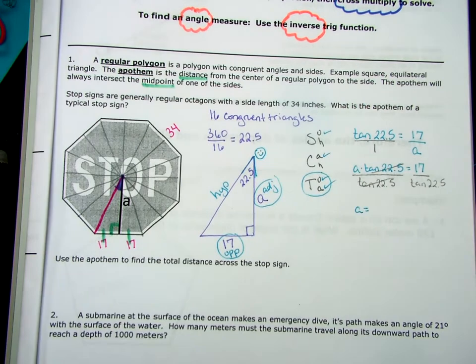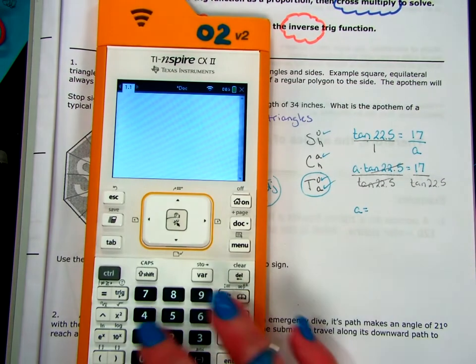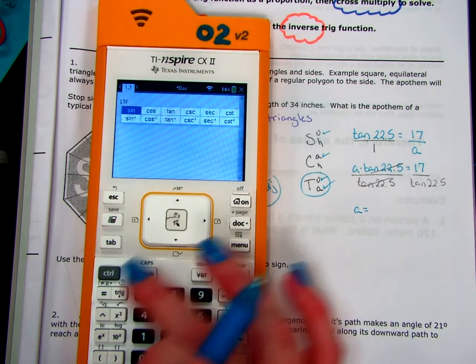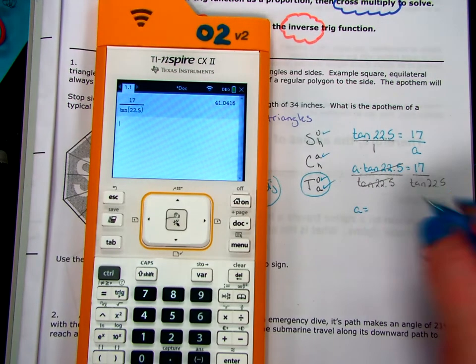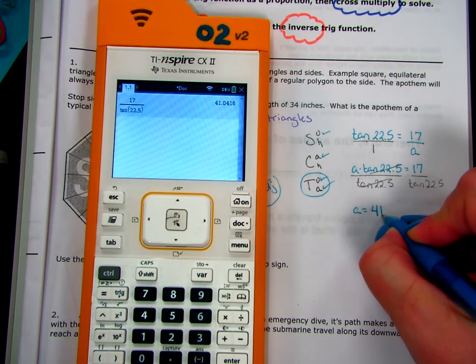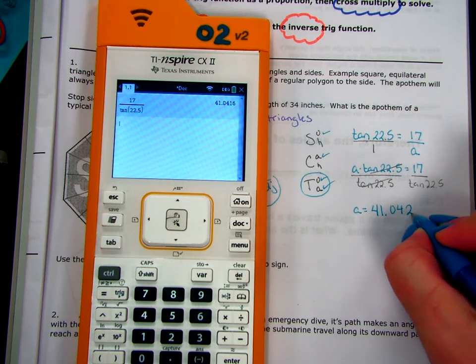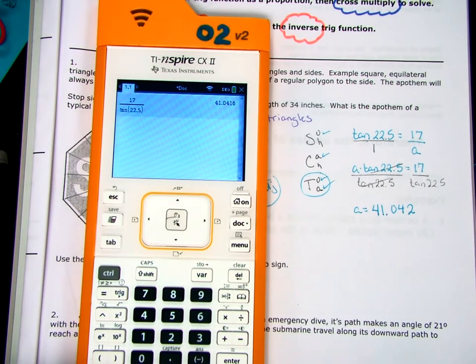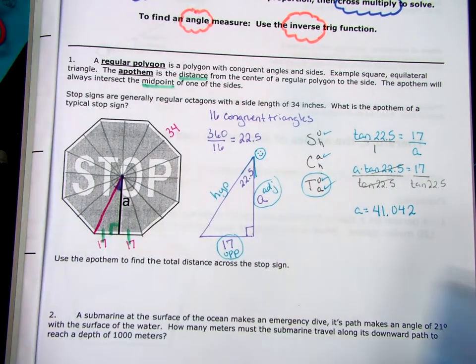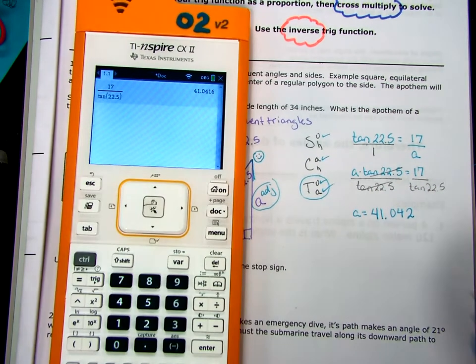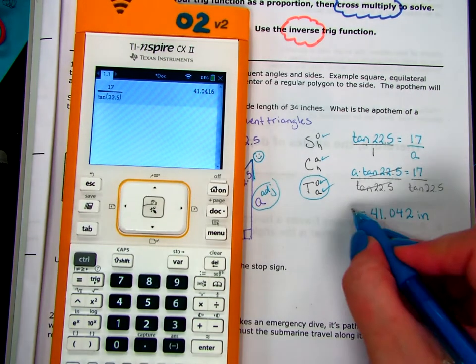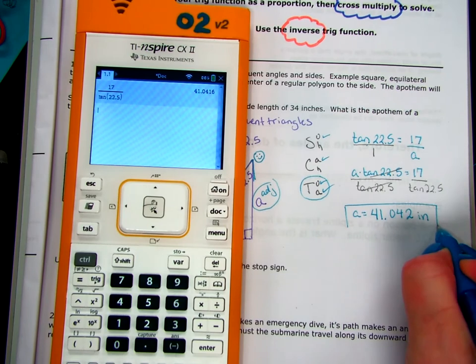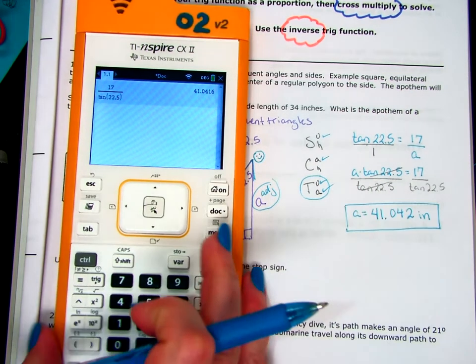So for my apothem in my calculator, I'm just going to do 17 divided by the tangent of 22.5. It's a side length, so I'm going to round it to 3 places. 41.042. And since we know the original side length was 34 inches, that means these are also inches. So the apothem of this stop sign is 41.042 inches.